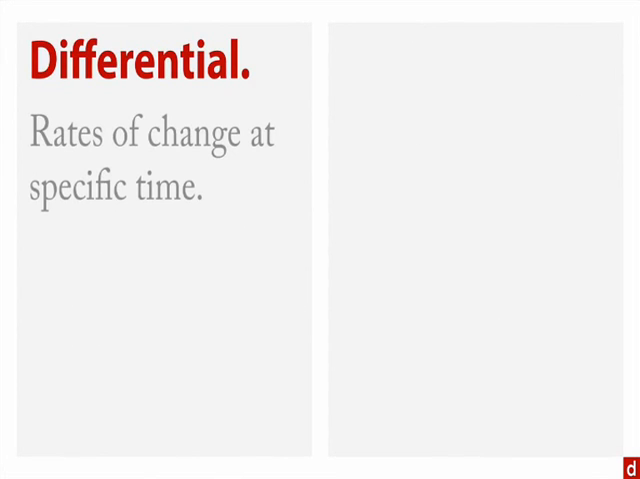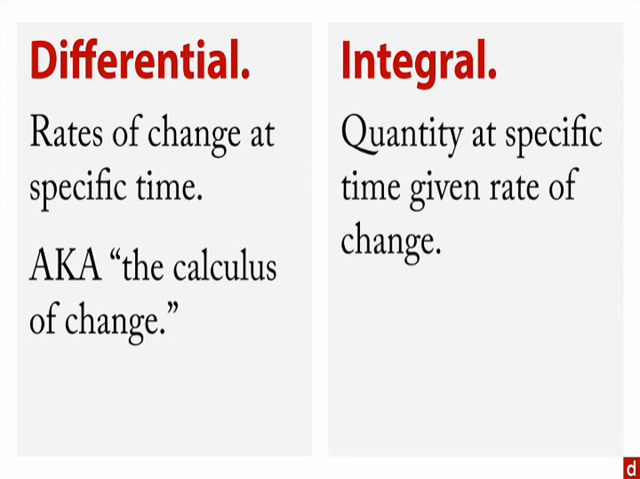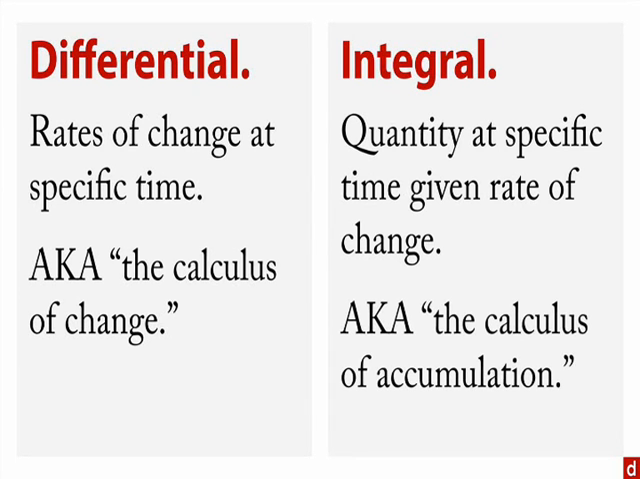The first is differential calculus, which talks about rates of change at a specific time. It's also known as the calculus of change. The second kind of calculus is integral calculus, and this is where you're trying to calculate the quantity of something at a specific time given the rate of change. And it's also known as the calculus of accumulation. So let's take a look at how this works, and we're going to focus on differential calculus.